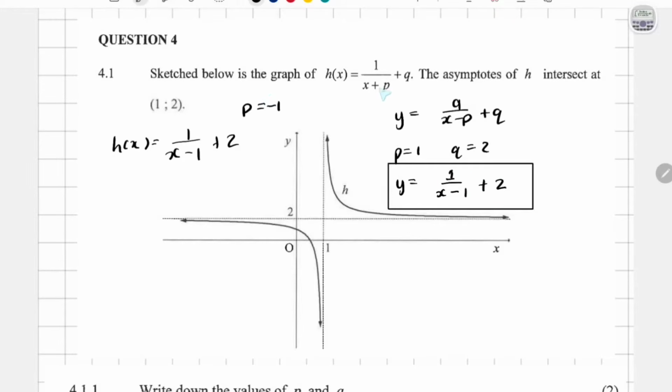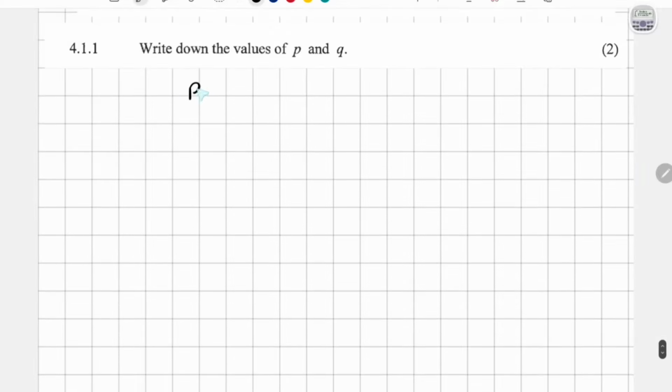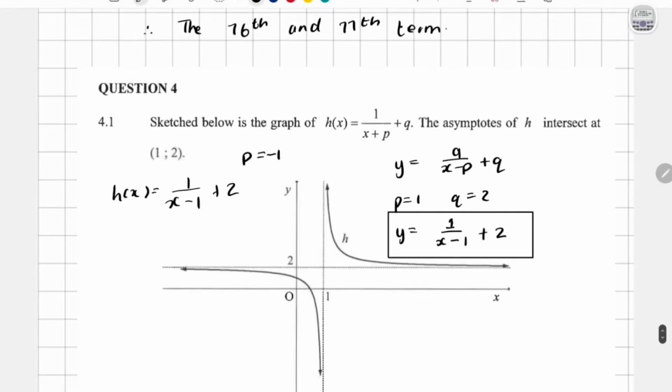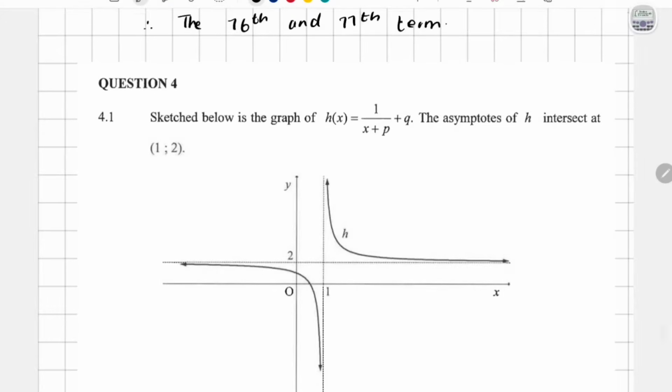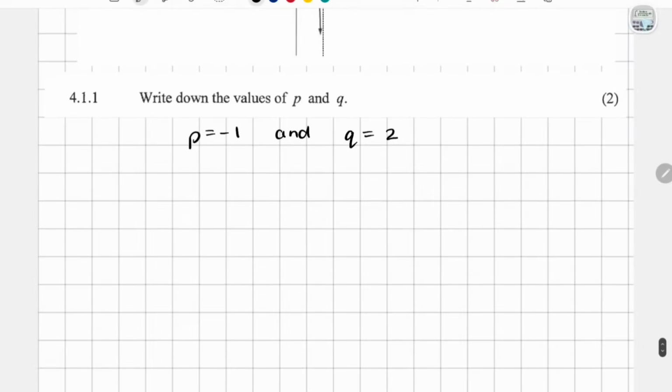So just remember that if you see a plus there, it means whatever your value of p is, multiply that by -1. So their p is equal to -1, and the q still stays 2. So p equals -1, and q is equal to 2, so that we can still end up getting the proper equation. Okay, moving on to the next question.